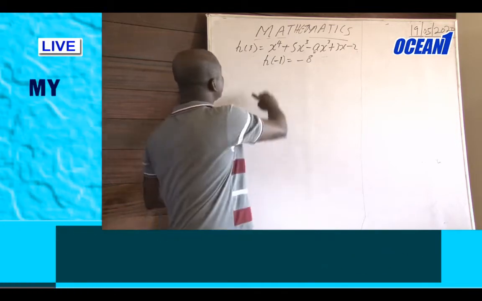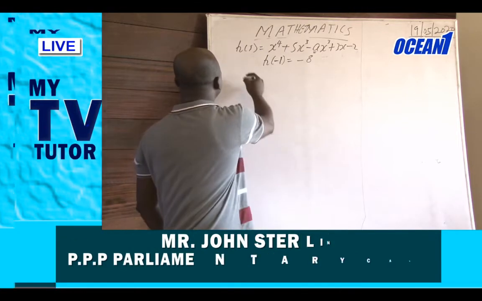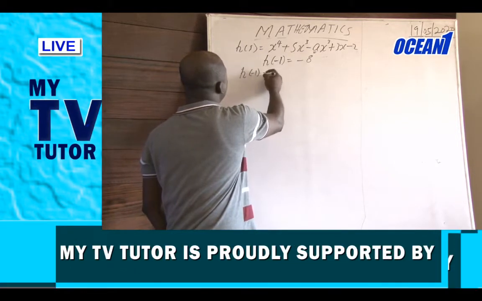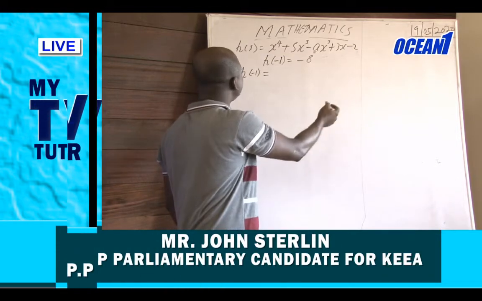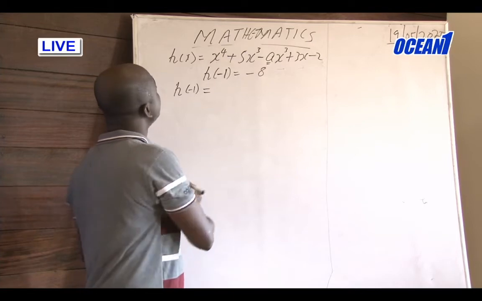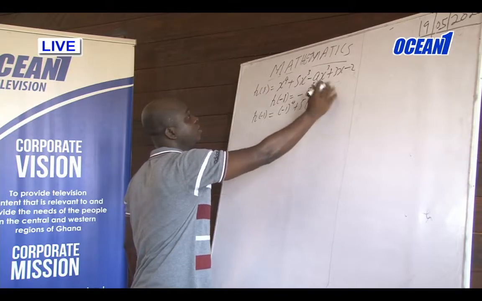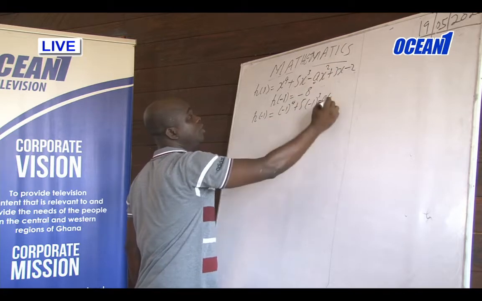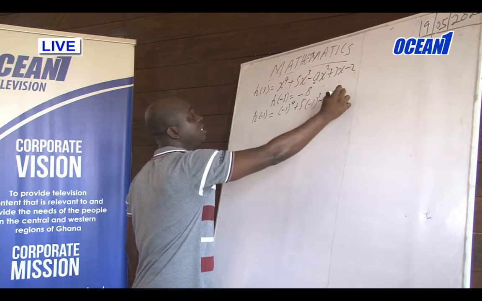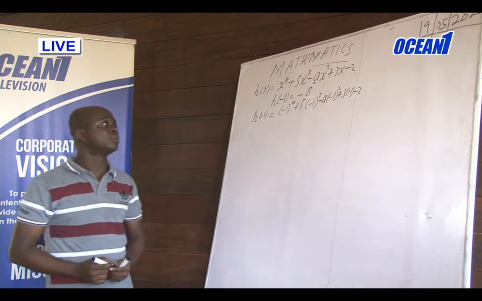Assuming that we were just asked to find h of minus 1, how would you have approached that? So let's simply find h of minus 1 and see what we get. Which means that wherever we see x, we put there minus 1. So we get minus 1 to power 4 plus 5 times minus 1 to power 3 minus a times minus 1 squared plus 3 times minus 1 minus 2. That will be our substitution.